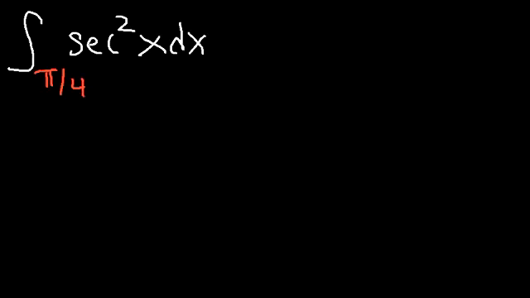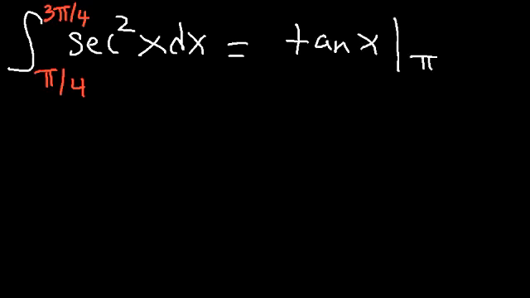Now what is the antiderivative of secant squared dx? So the derivative of what function will give you secant squared? The derivative of tangent is secant squared, so the antiderivative of secant squared is tangent. So make sure you know the derivatives of common trig functions. It's going to help you a lot.